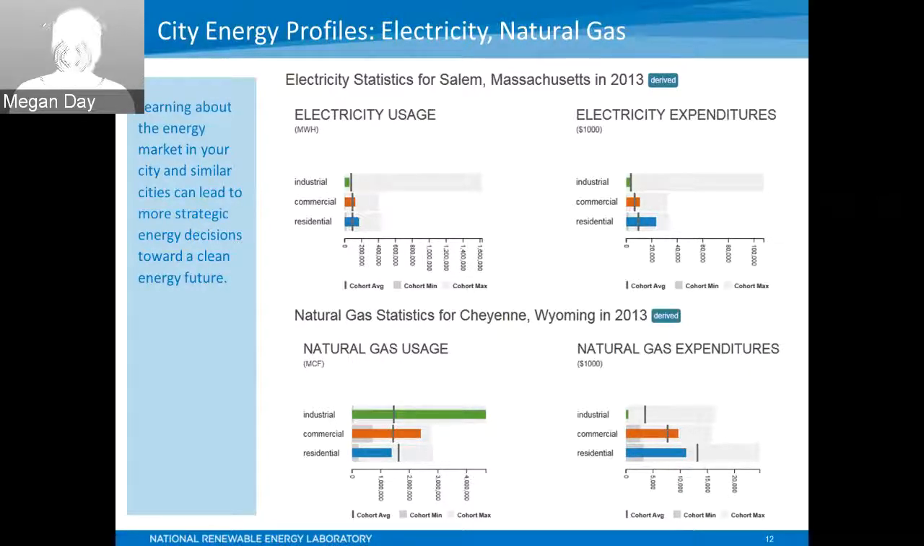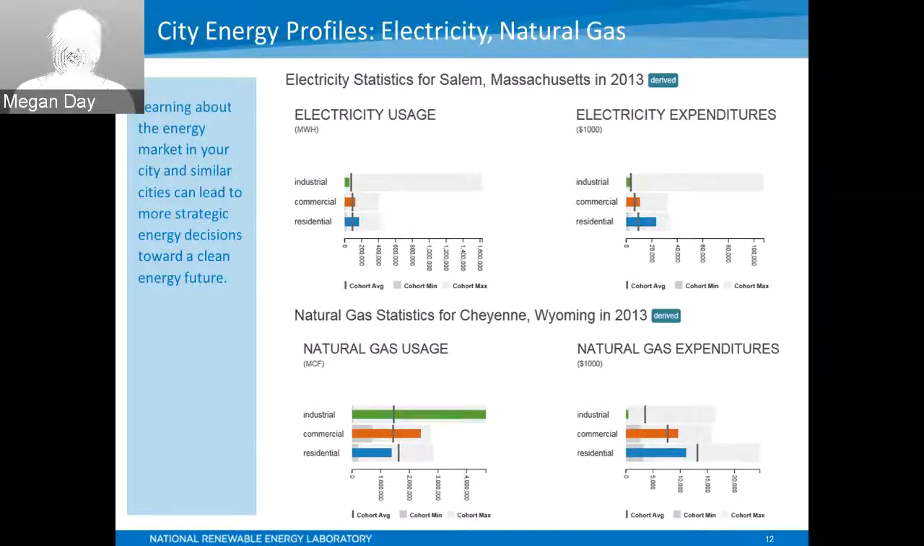And so that's how we generated some of these estimates. So you see here, for example, residential energy consumption in Salem, Massachusetts. And then you also see the gray bars, which are cohort averages, and then minimums and maximums. So we wanted to give cities some sort of context to help them understand this data.